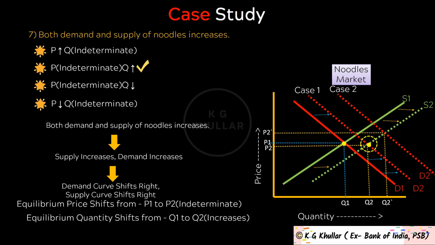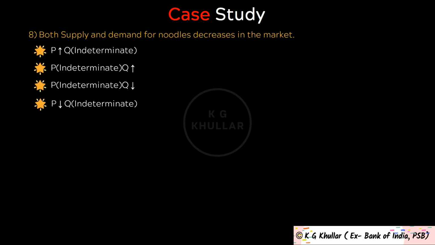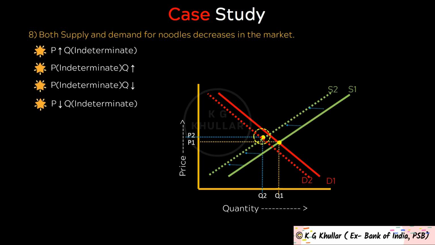So friends, finally we have reached the last question of this case study. And the question is, both supply and demand for noodles increased in the market. And these options are given to you. Now friends, I am assigning this question to you. Just try it yourself. And if you face any issue in solving this question, please mail the query to me. Now as a hint, I am showing the graph after the shift of both demand and supply curves. And the correct option for the given question is option C.